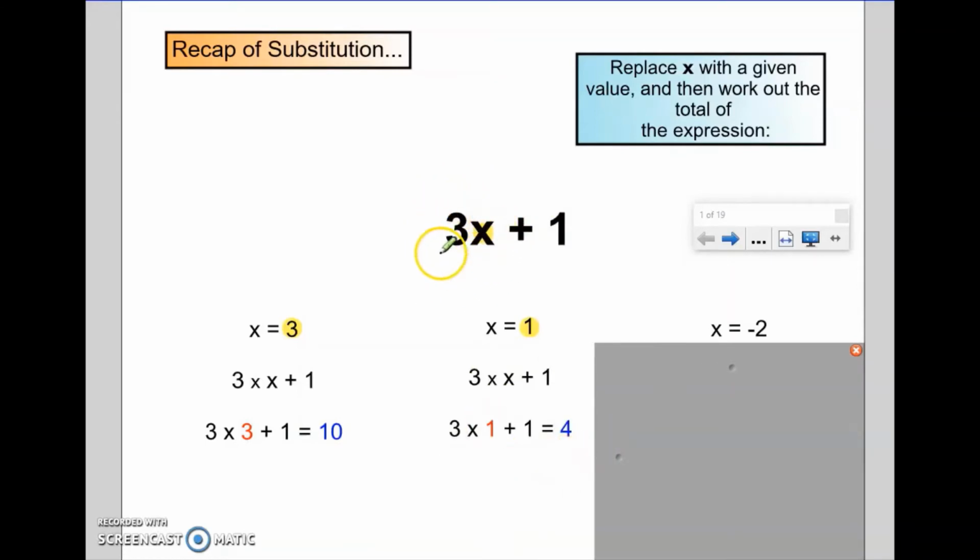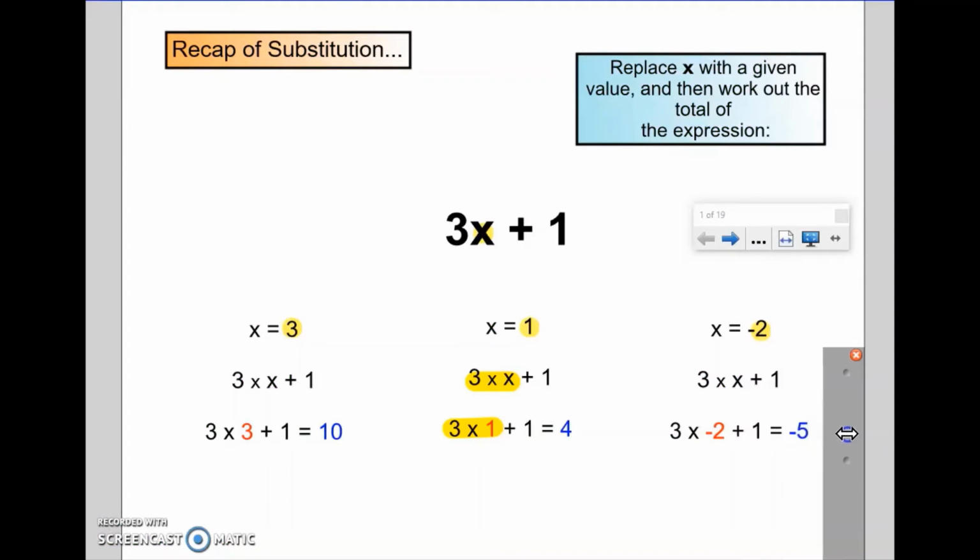So a little recap there, that when we've got a number and a letter next to each other in algebra, it does mean multiply, which is why at this point I've written it as 3 times x, which becomes 3 times 1 when I do the substitution. If I changed the question again and said x now has a value of -2, I would take the -2, substitute it into the expression. 3 times -2 is -6. Add on the 1, I come 1 closer to 0, so I'm going to end up with a value of -5. So a little recap on substitution there.